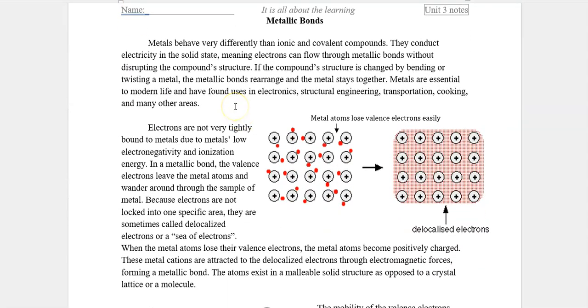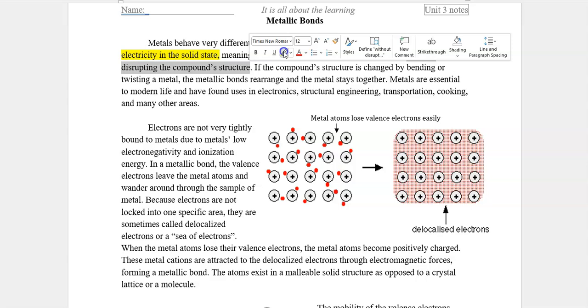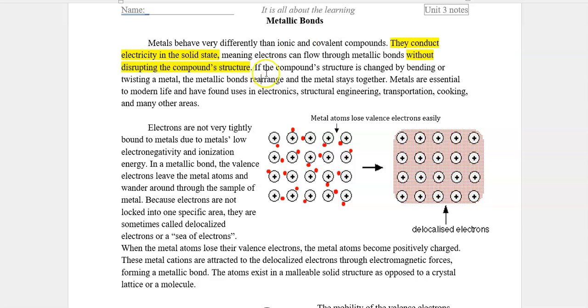Let's read about metallic bonds. Metals behave very differently than ionic and covalent compounds. They conduct electricity in the solid state, meaning electrons can flow through metallic bonds without disrupting the compound structure. So electrons can move while the rest of it stays solid. If the compound structure is changed by bending or twisting a metal, the metallic bonds rearrange and the metal stays together. This is the malleable idea.